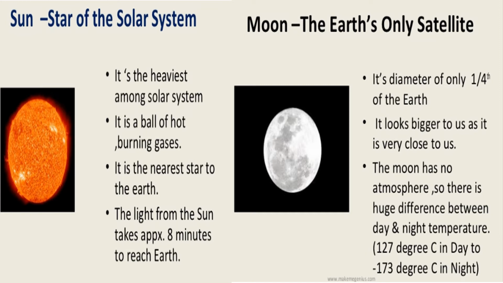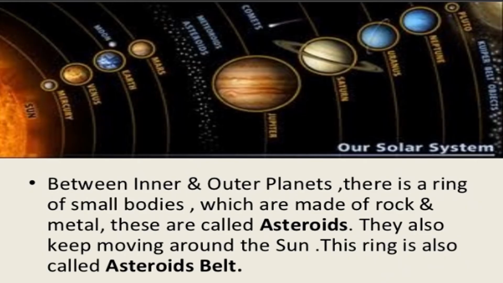About the Moon, its diameter is only 1/4 of the Earth's. It looks bigger to us as it is very close to us. The Moon has no atmosphere, so there is a huge difference between day and night temperature. So here we are talking about the solar system. Between the inner and outer planets, there is a ring of small bodies made of rock and metal. These are called asteroids.